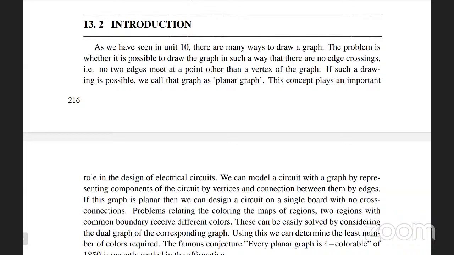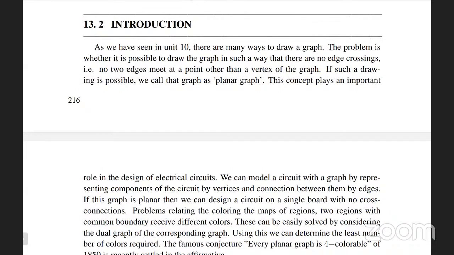This concept plays an important role. When we say a graph is planar, it means there are no intersecting points; the intersection of the edges is not there. It is called a planar graph.